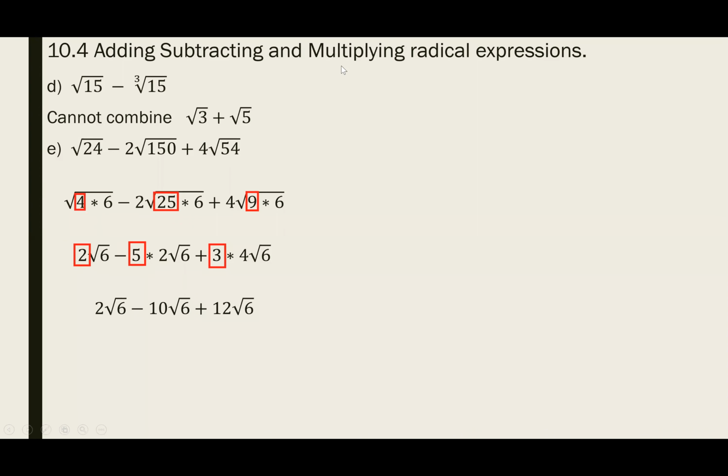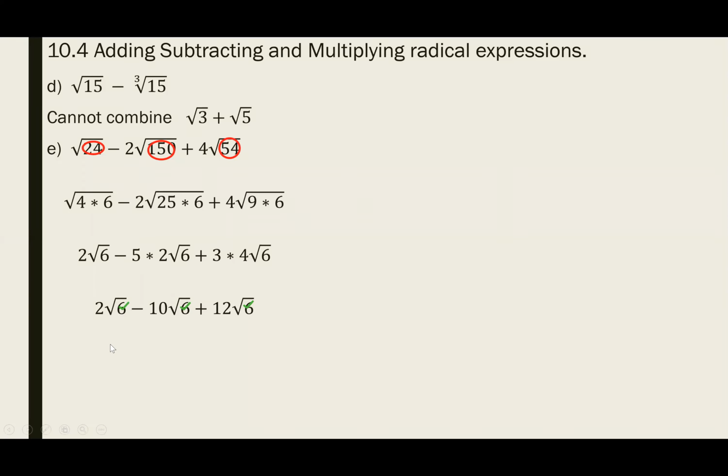And again, this is our goal, and this is probably the challenging part that a lot of you guys have: how can you take this number, 54, 150, and 24, and extract out the perfect square to give you a square root of 6, a square root of 6, a square root of 6? Because once you see that we have a square root of 6 each time, all we need to do is add or subtract the coefficient.